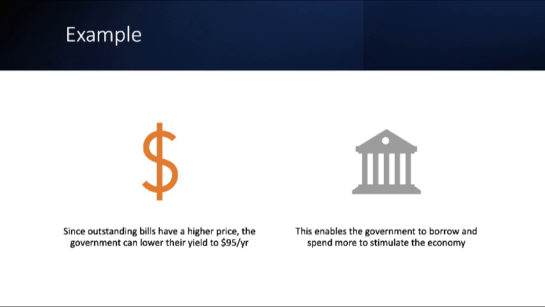Since the bills have a higher price, the government can now drop their interest payments to $95, for example, and still stay competitive because the yield is 1.9%, which is greater than the 1.8% that the outstanding bills have. Because the government is paying a lower yield, this allows them to spend more and borrow more money to stimulate the economy.